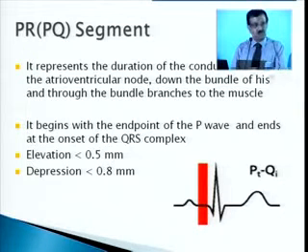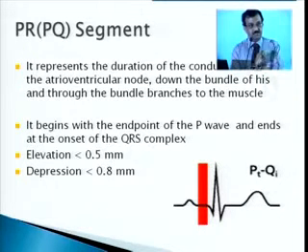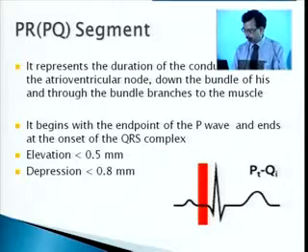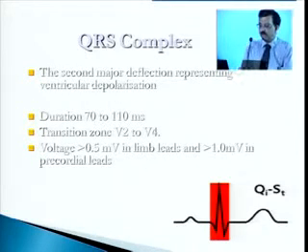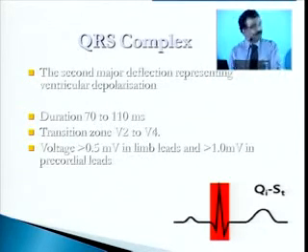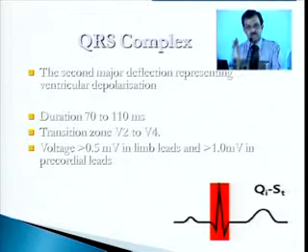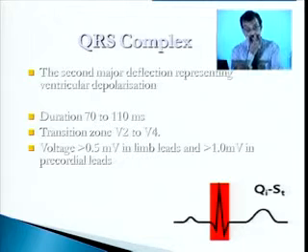Valve. We also should look at PR segment elevation as well as depressions. Now coming to the QRS complex, it's the second major deflection. It represents ventricular depolarization. So we know that atrial depolarization is represented by the P wave, ventricular depolarization is represented by the QRS complex, and of course the T wave represents ventricular repolarization.